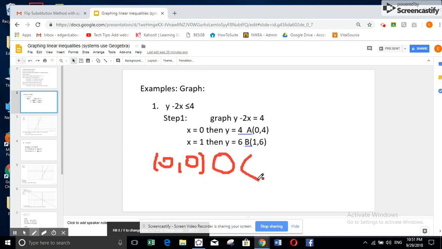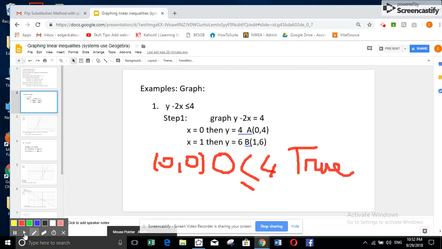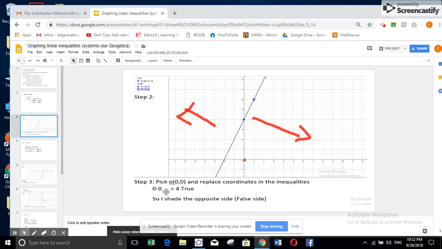Is 0 less or equal to 4? Yes, it's true. So what does it mean that 0 less or equal to 4 is true? It means that the origin is correct.